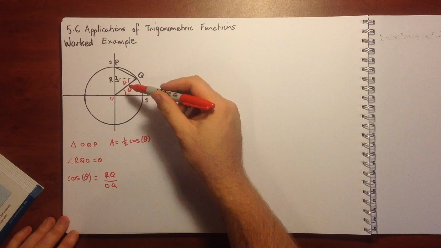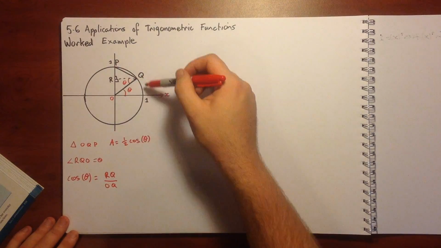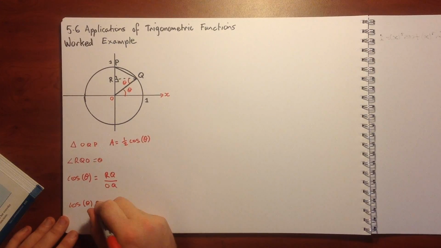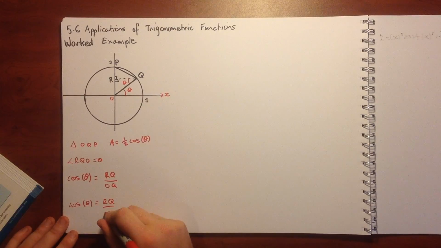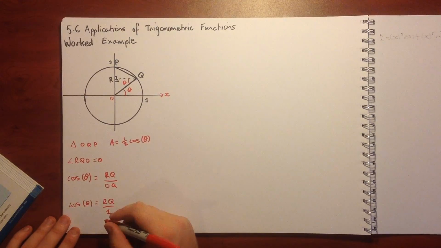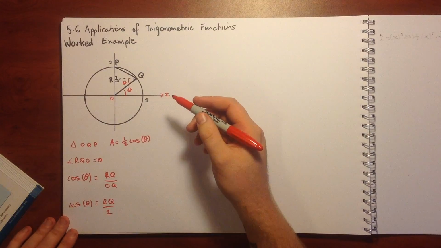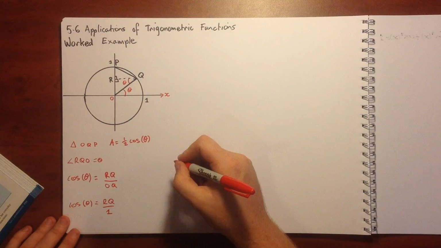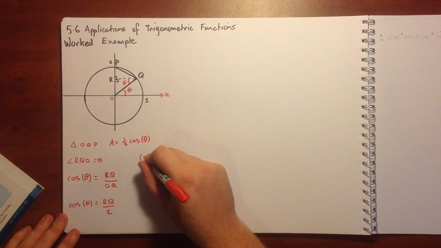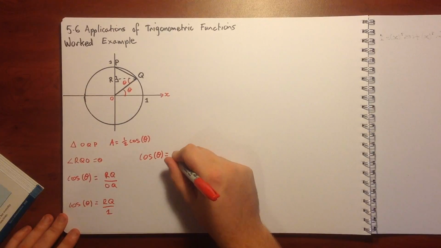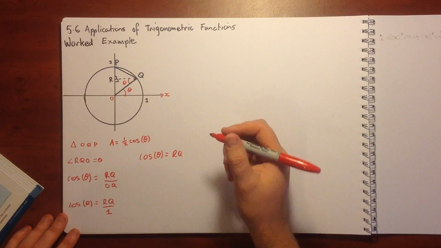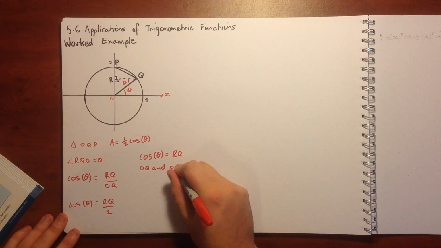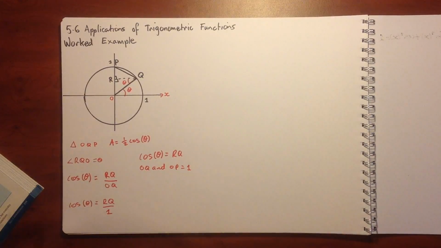And we know that O to Q is equal to 1 because our radius is 1. So we know that cos of theta is equal to RQ on 1. We also know that our line O to P is equal to 1 unit as well. So cos of theta equals RQ, and we know the length of the lines OQ and OP equal 1 unit in length.